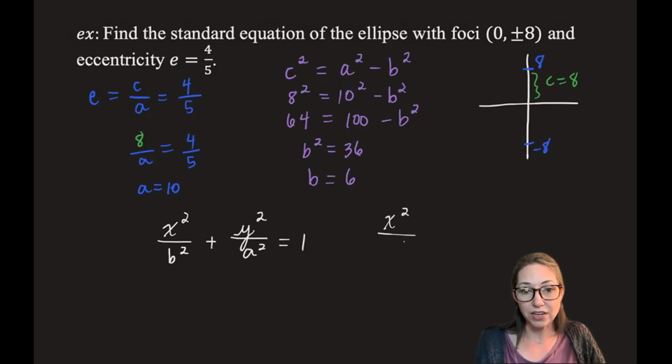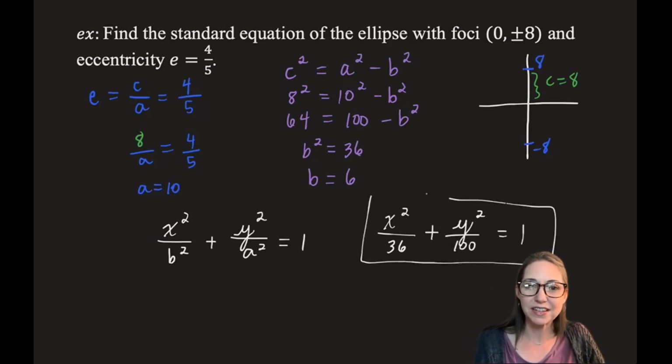And so if we then plug in, B is 6. If we square 6, we're going to have 36. So x squared over 36 plus y squared over A squared. A is 10, so A squared is 100, is equal to 1. And we have the standard equation of this ellipse.